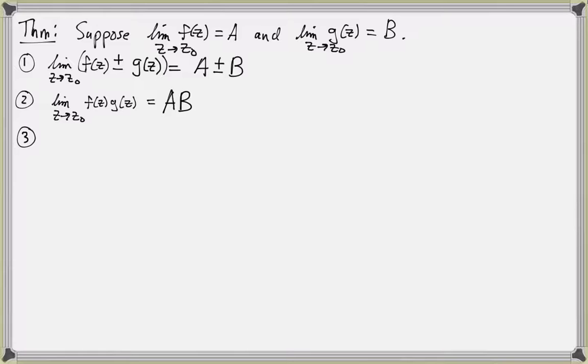Thirdly, the limit as z approaches z0 of f of z divided by g of z will be equal to a divided by b as long as b does not equal 0. So we see that if we want to take the limit of a quotient, we can just take the limit of the numerator divided by the limit of the denominator as long as we're not dividing by 0.